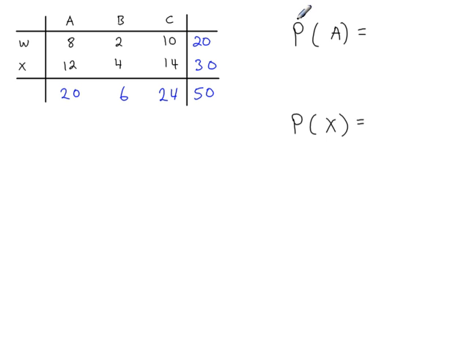The probability that event A happens. Event A is in a column, the total is 20, so it's 20 out of the table total 50. 20 out of 50. The probability that event X happens, and X is in a row, the total of that row is 30, so it's 30 out of 50.